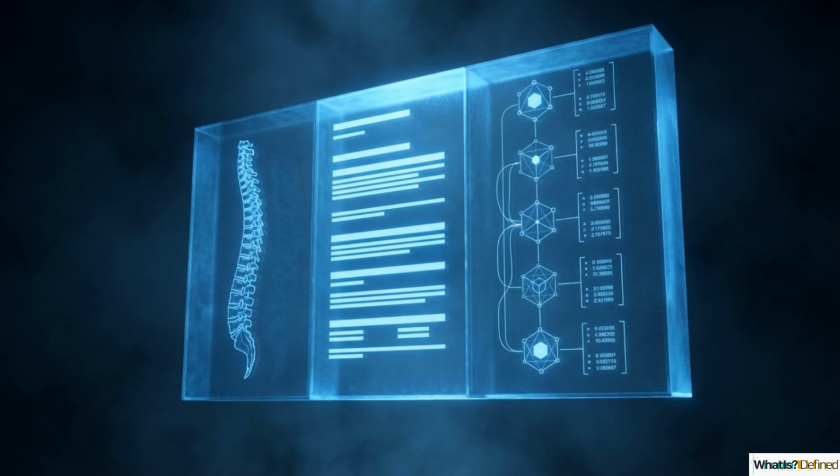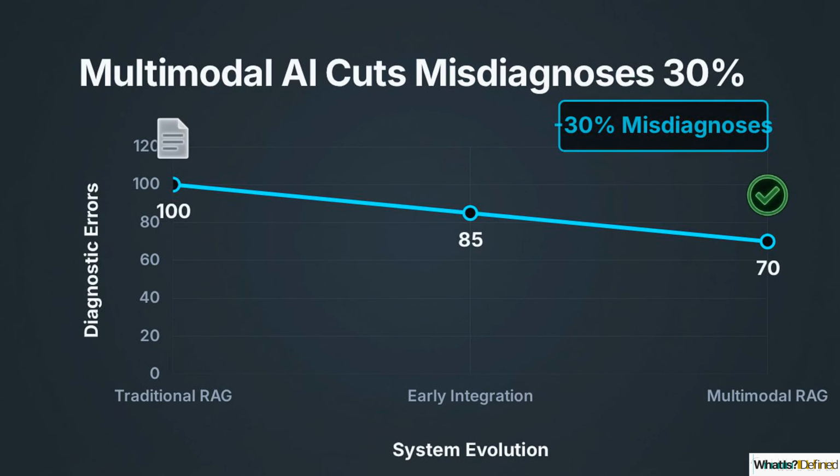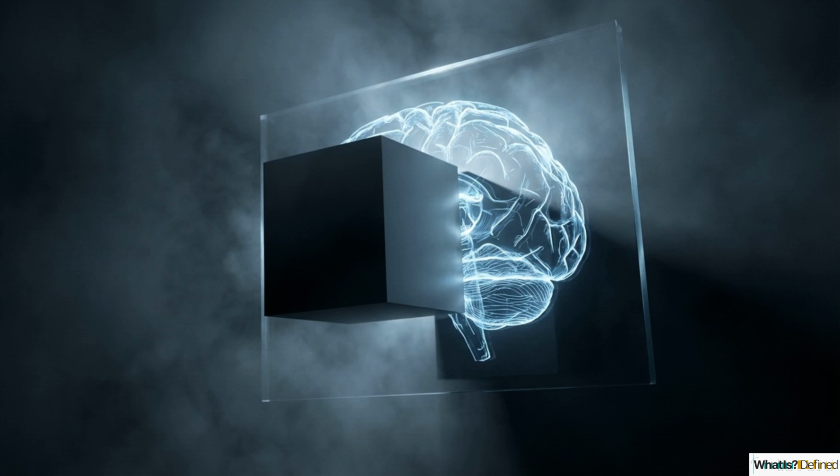When an AI successfully cross-references those mixed formats, the results are highly measurable. In complex medical cases, analyzing these combined inputs reduces misdiagnoses by 30%. But most AI systems today suffer from a critical vulnerability known as the modality gap.